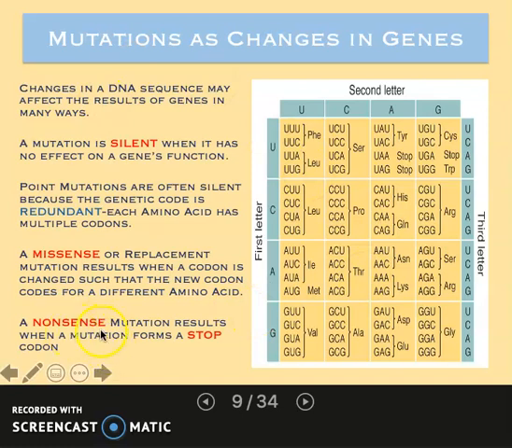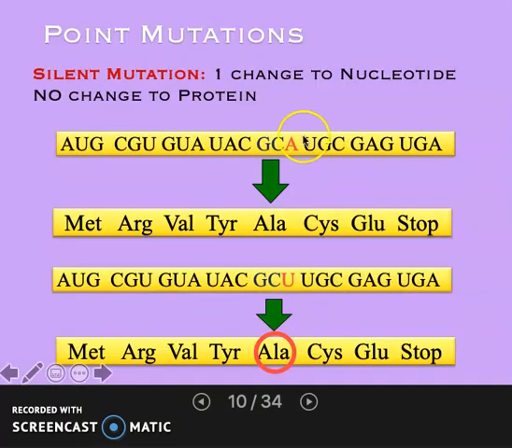Of course, last but not least is the nonsense mutation. And in a nonsense mutation, I take something like the codon UAC, change this letter to UAA, and that makes a stop codon. So the process of translation will just stop. Here's some examples with the RNA sequence and the amino acid sequence.